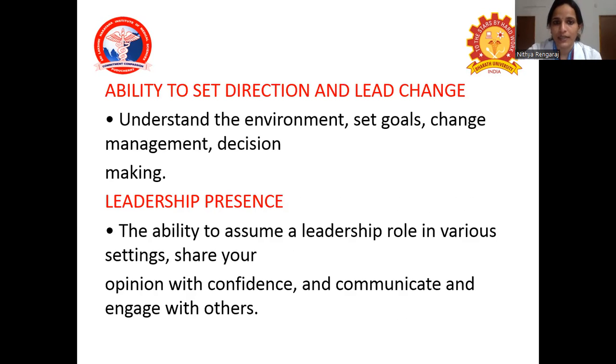Ability to set direction and lead a change. So a leader should understand the environment well and then set the goals, change the management whenever needed, and also should actively be involved in decision making. Leadership presence, the ability to assume a leadership role in various settings, share your opinion with confidence, and communicate and engage with others. These are all important when you are working as a leader of the team.